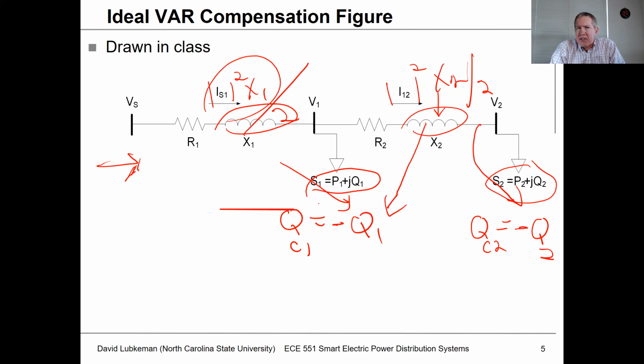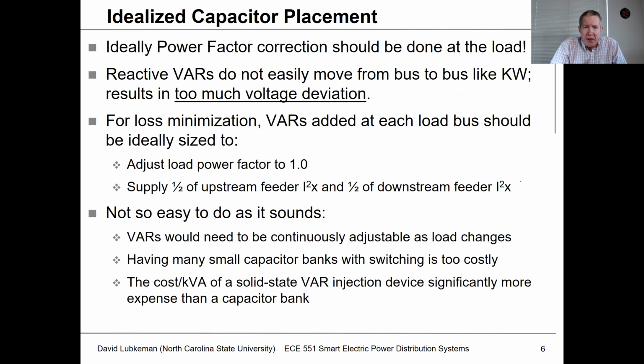Usually that I squared X is not going to be nearly as large as the load Q. And so if we could at least compensate locally at the loads, we'd actually be doing pretty good. But there are a lot of issues associated with doing something like this. Ideally, if we had any possible size of capacitance available to us, we'd be doing power factor correction at all the different loads, right?